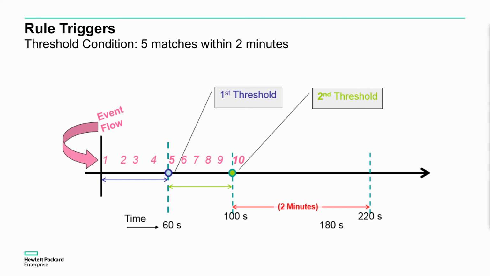We have another 5 events there. And then the subsequent trigger would be another 2 minutes after that last particular threshold, which would be at 100 seconds. So we have up to, in that particular case, 220 seconds. So that's the subsequent one, just to note that one for a second.